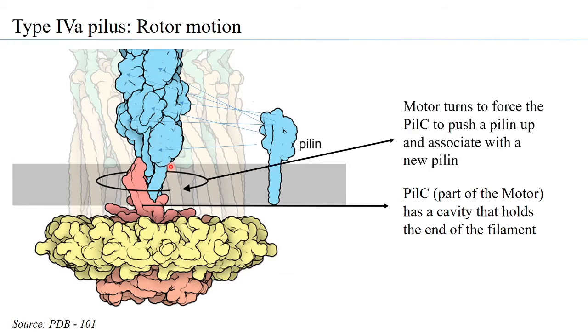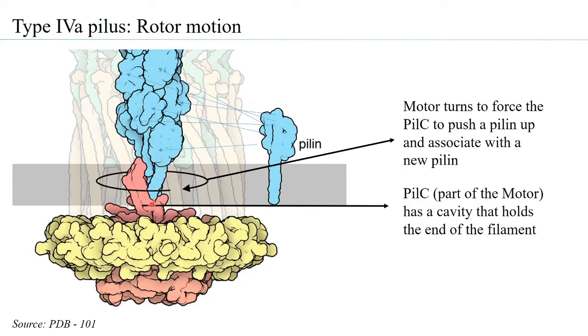Now the importance is that when the motor rotates, the force with which the motor rotates helps PilC to push one pilin. If you consider this is one pilin, this movement will push this pilin up. As this pilin moves up, from inside another pilin takes up its position. So effectively, because of the movement of the motor, you have the pilus structure extending. You can understand how dynamic this portion is.